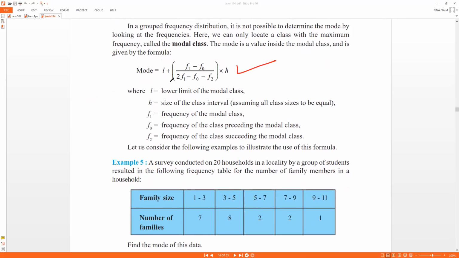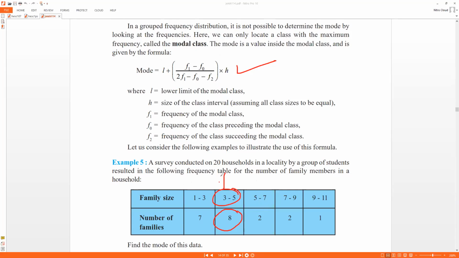So mode is equal to L plus F1 minus F0 upon 2 F1 minus F0 minus F2 into H. तर बघा, in a grouped frequency distribution it is not possible to determine the mode by looking at the frequencies. आता तुम्ही असं नाही म्हणू शकत अरे हा 8 आहे का इकडे, म्हणजे 3 to 5 मोड झाला. नाही, असं नसतं. एवढं सोपं असतं तर एवढा मोठा फॉर्म्युला आपण लिहिला असता का? Here we can only locate a class with the maximum frequency called the modal class.